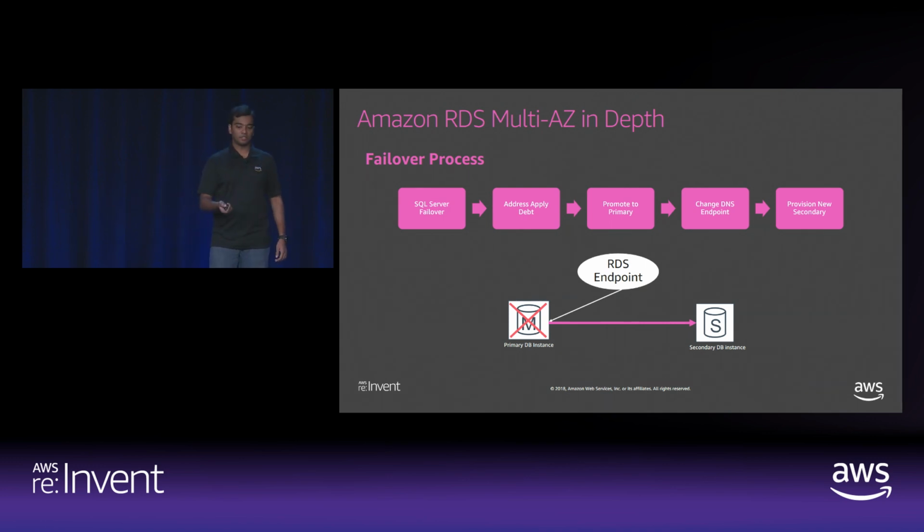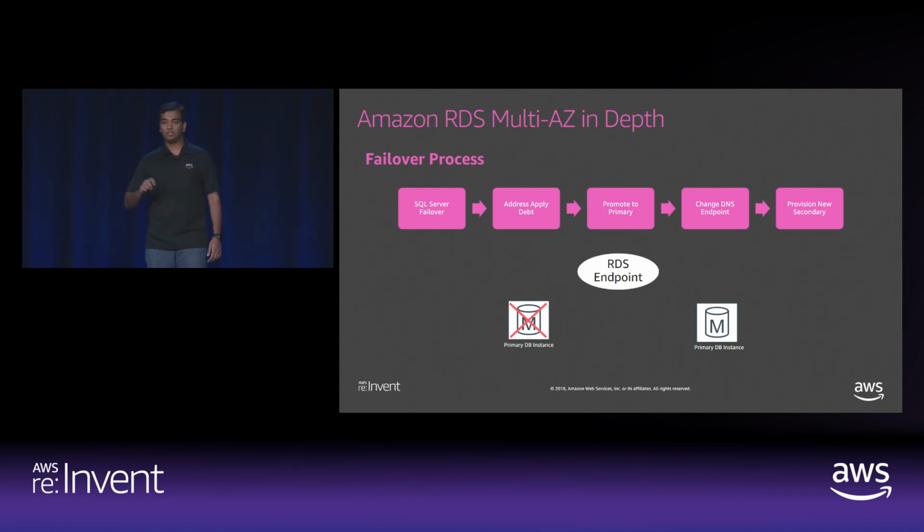The first thing that's going to happen is replication is going to break between primary and secondary, quickly followed by SQL Server failing over. And as you can see, the secondary has become the primary. At that point, we detect that this has happened. We change the RDS endpoint to point to the new primary. And then we go back and see what went wrong with the old primary.